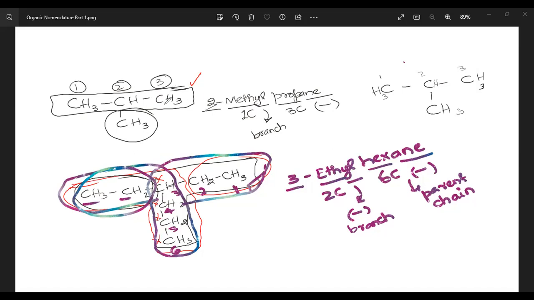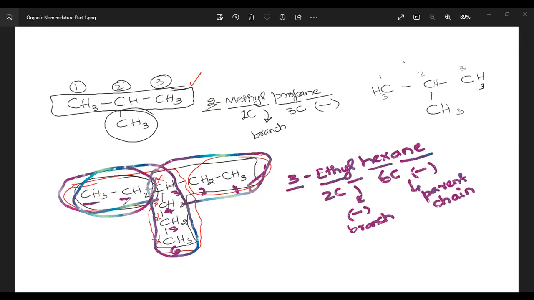Now you can start numbering from either side, left, right, top, bottom. It does not really matter, but the basic rule is to give either the branch or the functional group the lowest possible number. Okay, so if you really need to choose between a branch and a functional group, remember, you're always going to prefer the functional group. There are very rare exceptions to this rule. Okay, so functional group should get the lowest possible number. If it is a comparison between a functional group and a branch, functional group should get the lowest possible number, and then any high number for a branch is good enough.